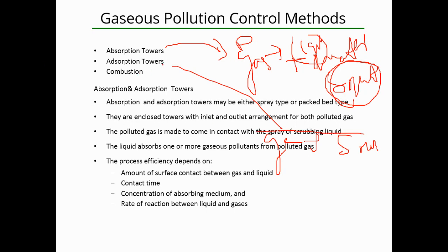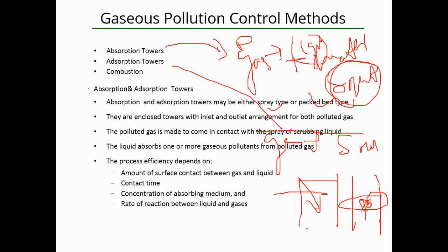There are also different types: chemical absorption and physical absorption. We studied them in the last class. Adsorption and absorption towers may be either spray type or packed bed type. We also studied this in the previous class. There are spray towers and packed bed towers. Here the packing material used may be alumina, silica, or activated carbon. They are enclosed towers with one inlet and one outlet.